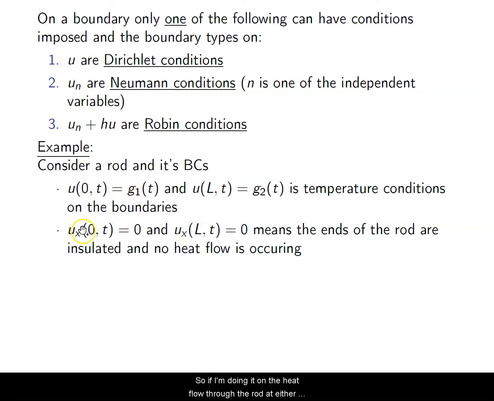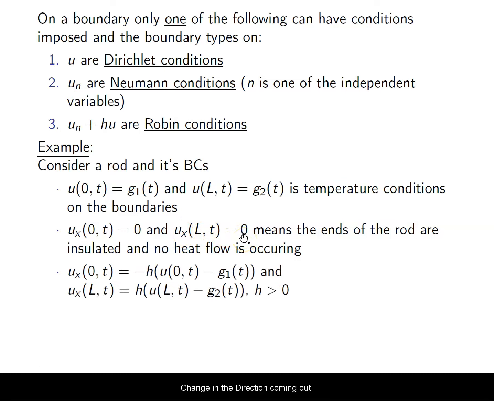So if I'm looking at the heat flow through the rod at either end, I'm now looking at what's happening heat flow wise, right? If there's no change in the heat, then I'm insulated on either end, okay? There's no flow coming in, there's no change in the direction coming out, right? So that would be a Neumann condition. And then here I have these convoluted ones, right?